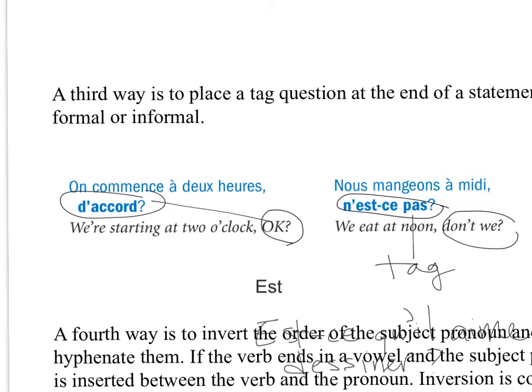So the first way is to just use intonation. Tu parles français? The second way is to use est-ce que. Est-ce que tu parles français? The third way is to place a tag. Tu parles français, n'est-ce pas? Okay. D'accord? So these are tags. The fourth method, and that's the most complicated one I think, is called an inversion.